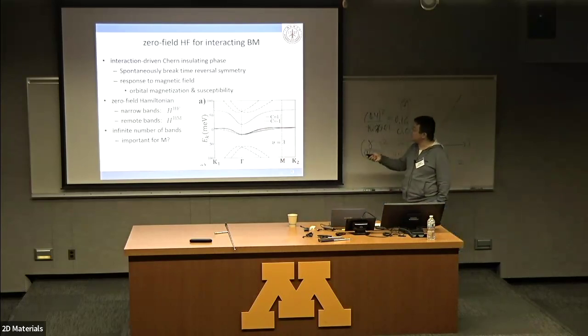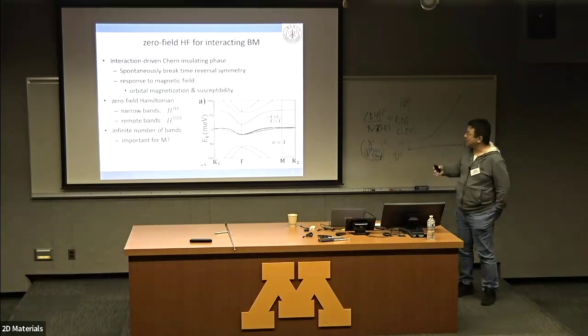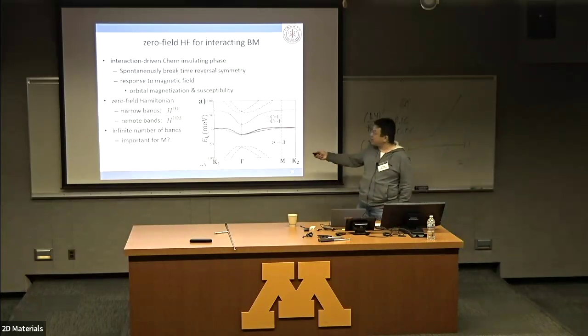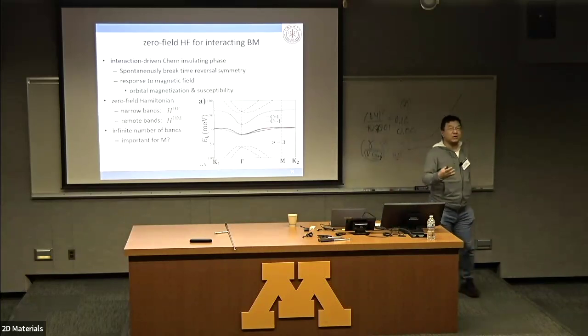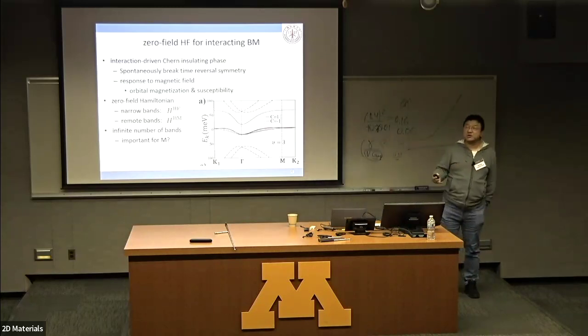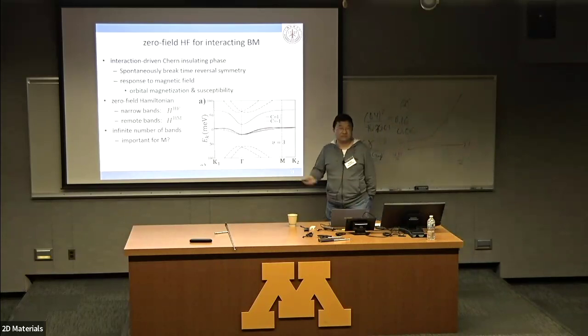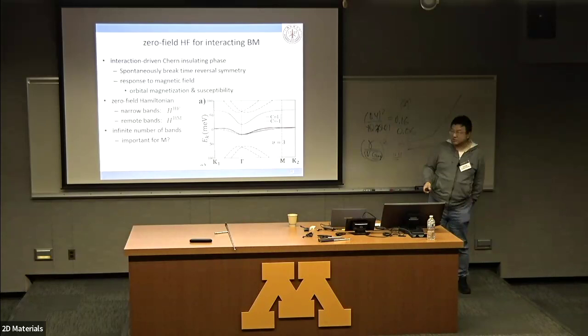So basically, what we do is we look at this interacting BM model, and we look at what the ground state is at filling equal to 3. Of course, as we all know, at this particular filling you can get the so-called Chern insulator, which breaks time reversal symmetry, and in principle you can have orbital magnetization.